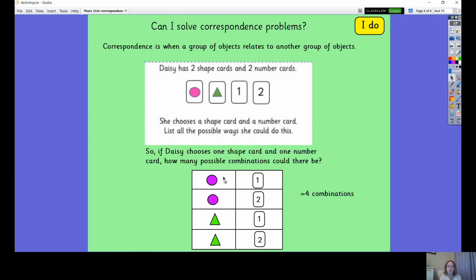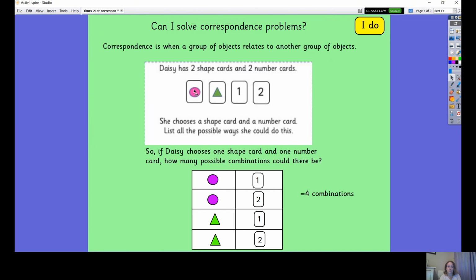So when we're trying to think about all the possible ways that somebody could do something, it's good to work in a methodical way, in an ordered way. So I'm going to start with the circle. So say she chose the circle, she could choose the circle with the number 1 card, or she could choose the circle with the number 2 card. And that's kind of all the combinations she could do, because she can't choose 2 shape cards together. She has to choose 1 shape and 1 number. So that's all of those.